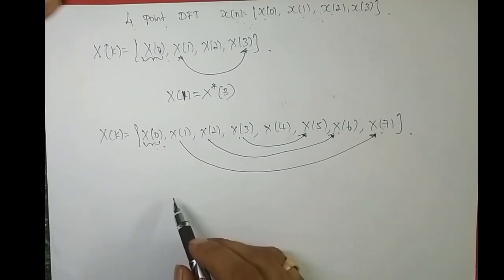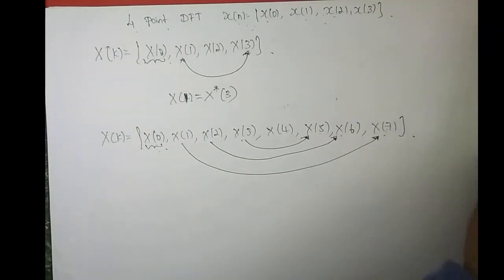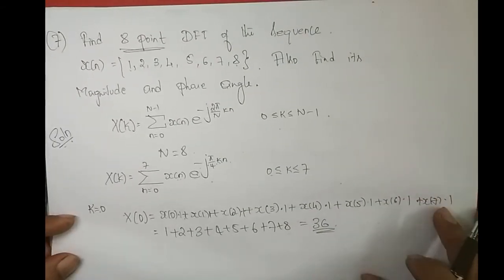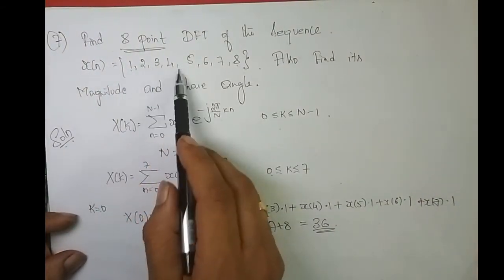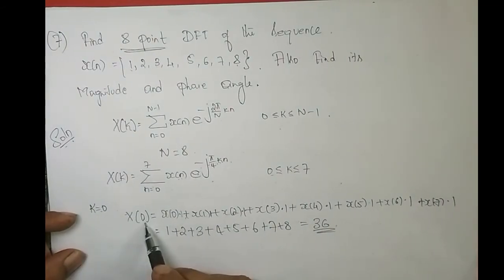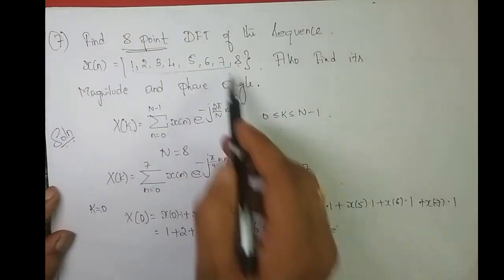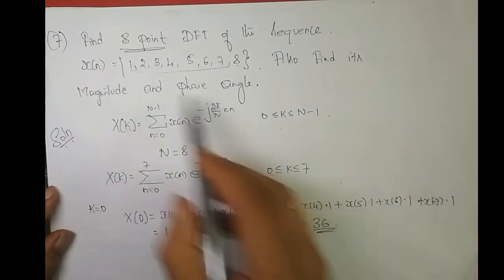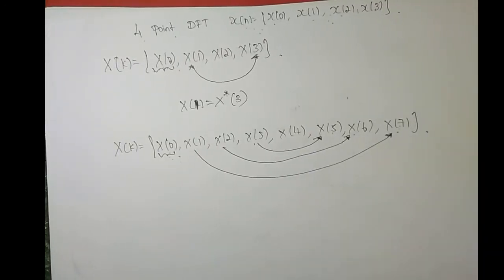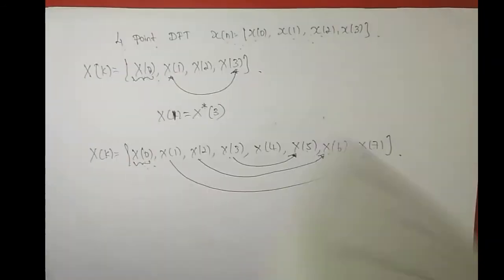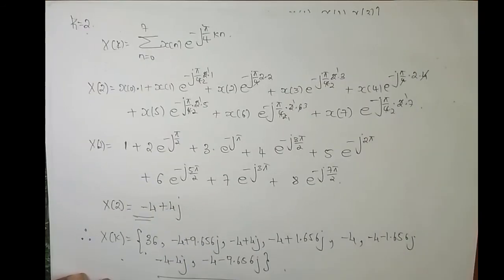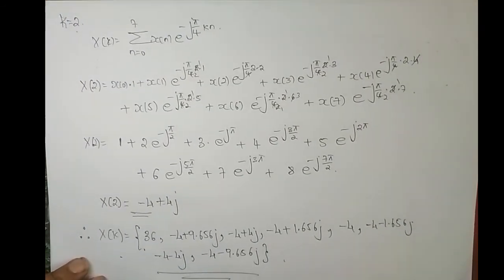Let me show you where we have found the 8-point DFT of the sequence. We found in the previous video the 8-point DFT of the sequence 1, 2, 3, 4, 5, 6, 7, 8, right? At k equal to 0, what did I say? It is always the sum of all the time domain samples, right? That's what we got: 1 plus 2 plus 3 plus 4 plus 5 plus 6 plus 7 plus 8, which is 36, right? And this is the final x of k we had for the same example, 1, 2, 3, up to 8.